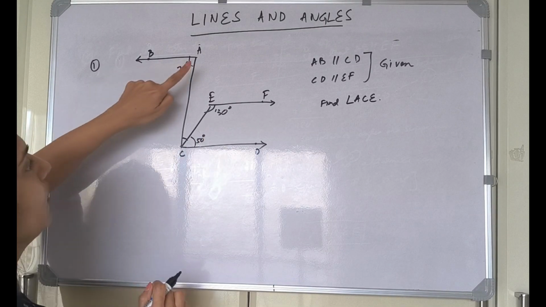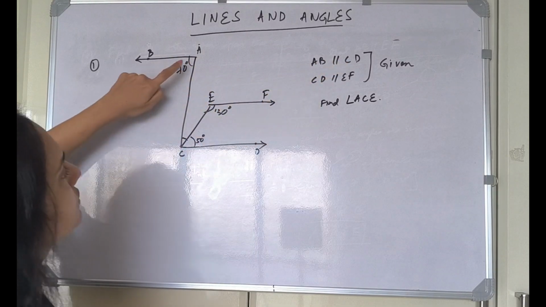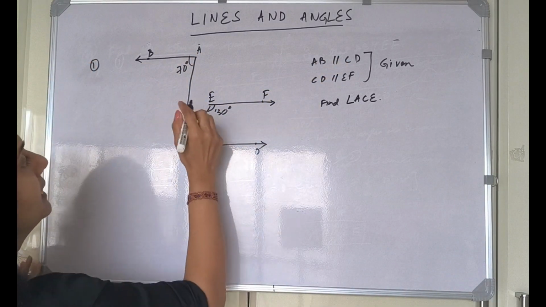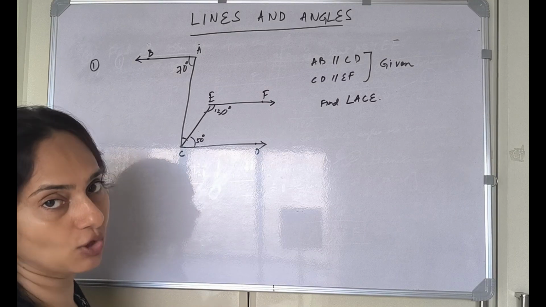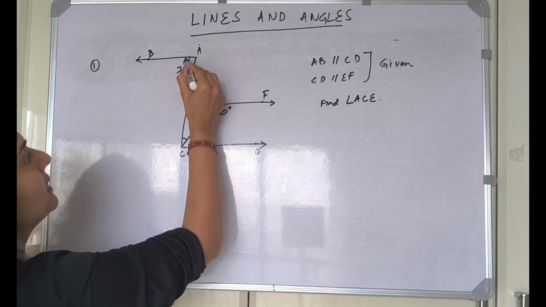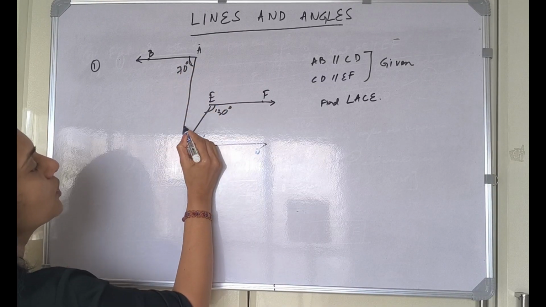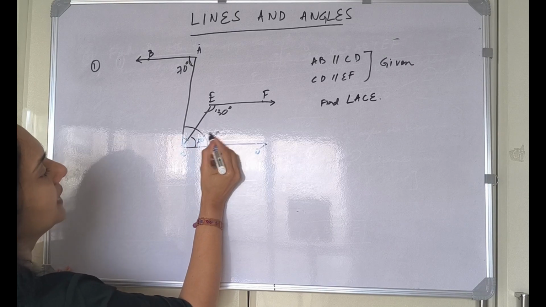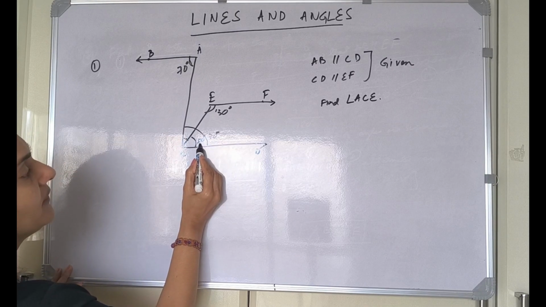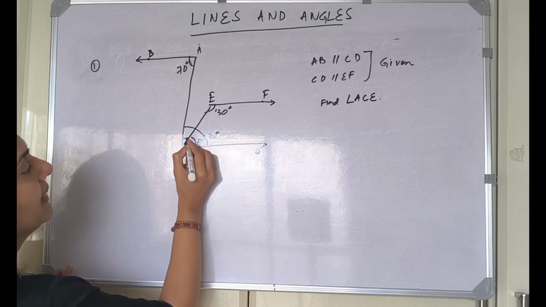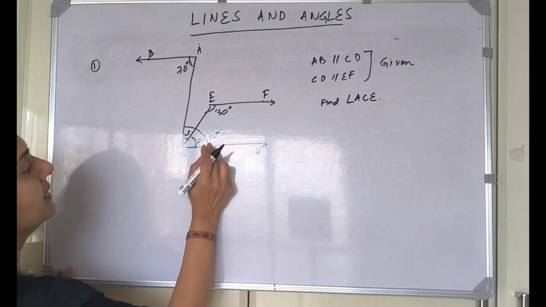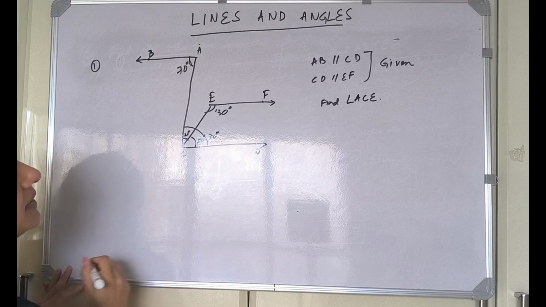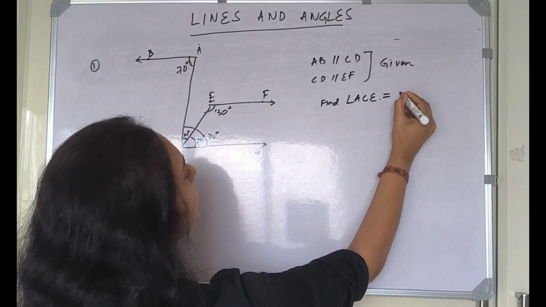Now they have also given AB is parallel to CD. So this is AB and this is CD. In case of parallel lines, the alternate angles are equal, which means if this is 70 degrees, this whole will be 70 degrees. Out of which this 50 degrees we have already got. So this angle that we don't know will be 20 degrees, 70 minus 50. So for angle ACE, we have got 20 degrees.